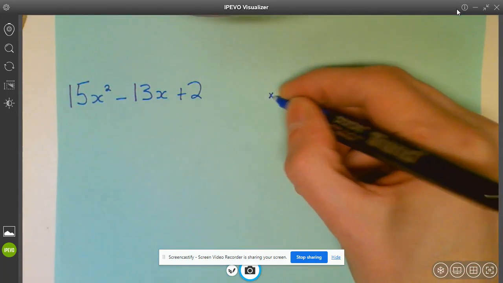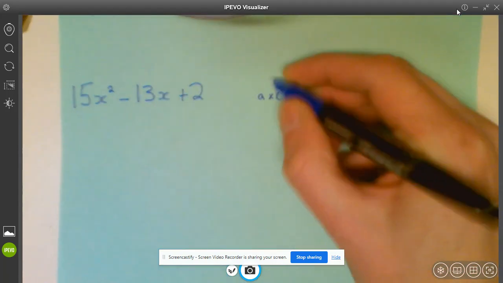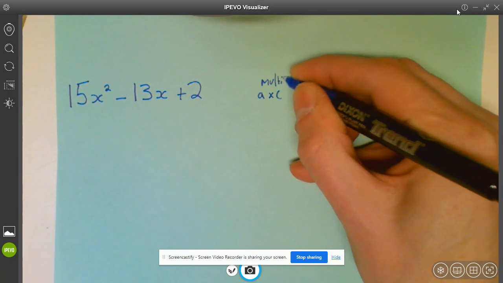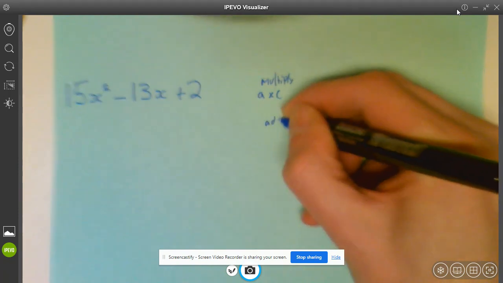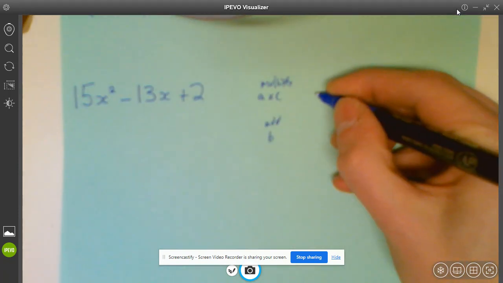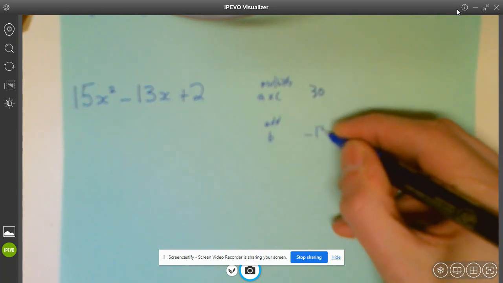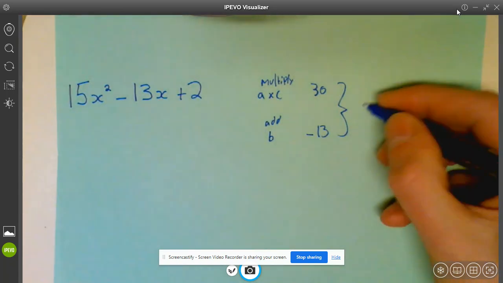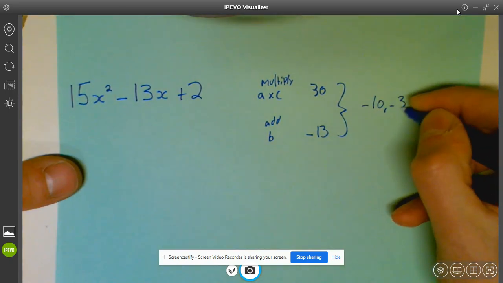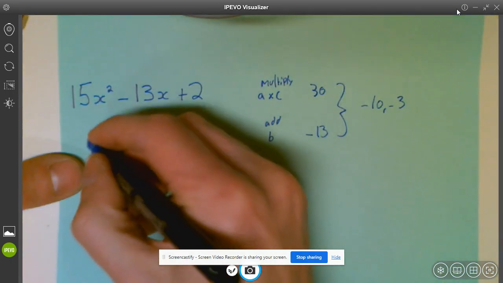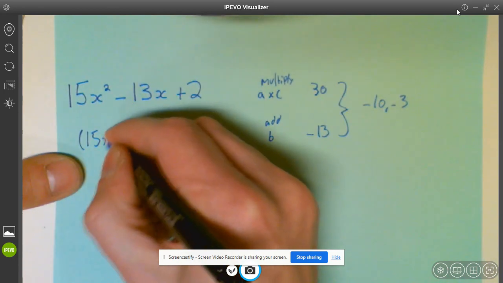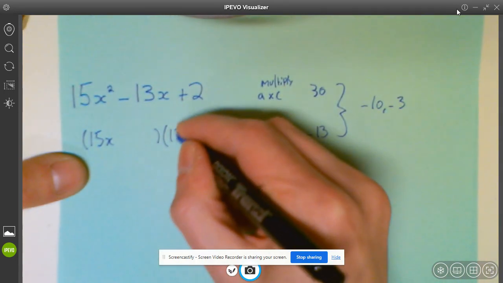It starts the same way. I want to find two numbers that multiply to a times c, and then add to b. So they're still multiplying to 30 and adding to negative 13. And in this case, we already figured that out, that it's negative 10 and negative 3. So in the Australian method, I'm going to start by just putting 15x in each brackets.